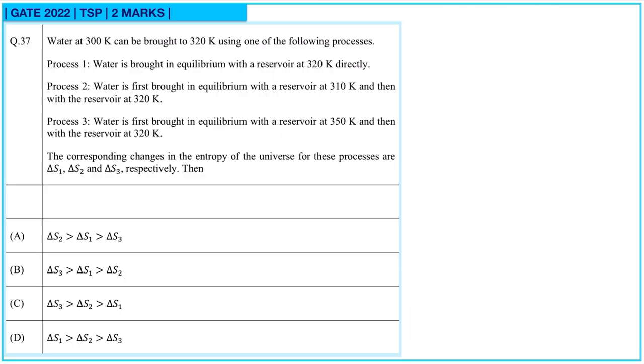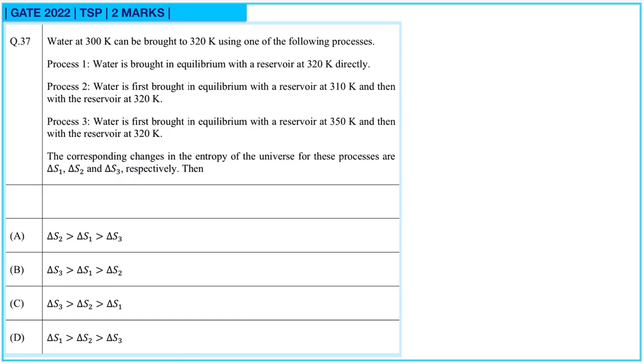Next question. Water at 300 Kelvin can be brought to 320 Kelvin using one of the following processes. Process 1: water is brought in equilibrium with a reservoir at 320 Kelvin directly. Process 2: water is first brought in equilibrium with a reservoir at 310 Kelvin, then with the reservoir at 320 Kelvin. Process 3: water is first brought in equilibrium with a reservoir at 350 Kelvin, and then with a reservoir at 320 Kelvin. The corresponding changes in the entropy of the universe of these processes are. So change in entropy for the universe.